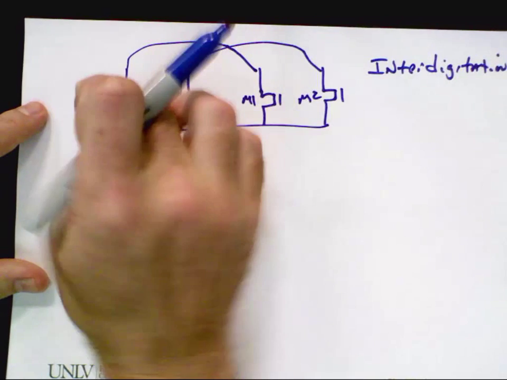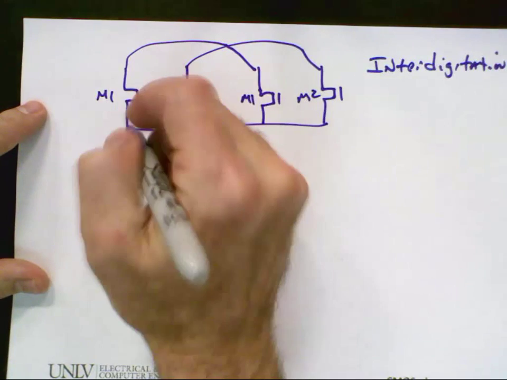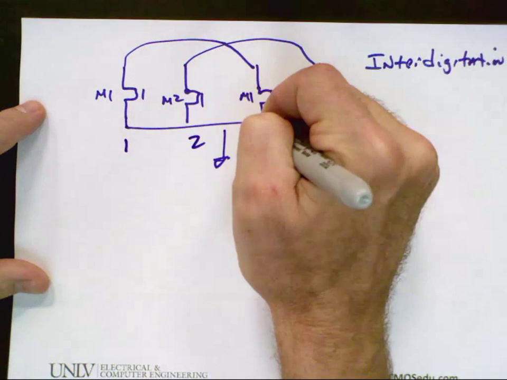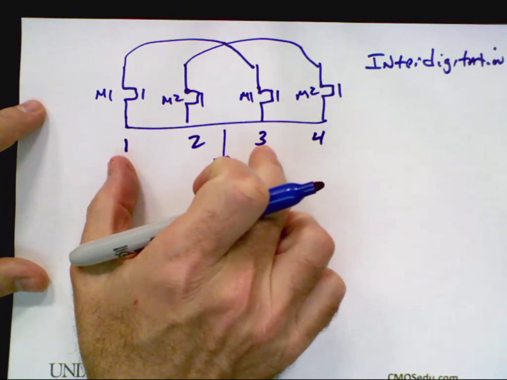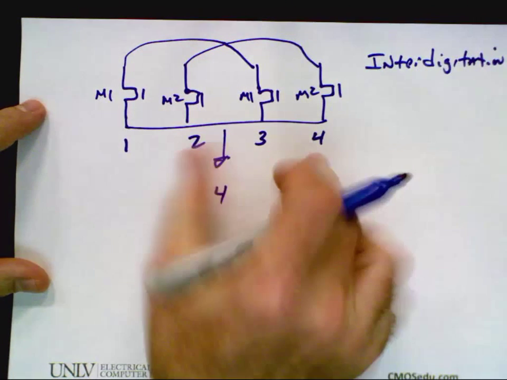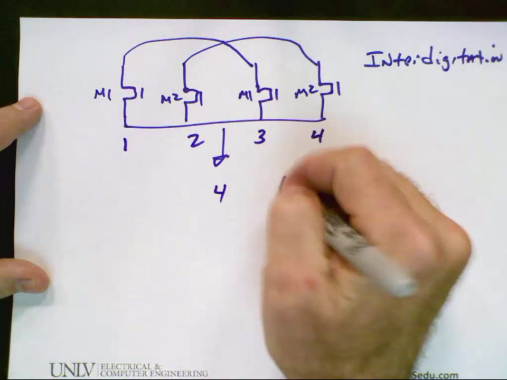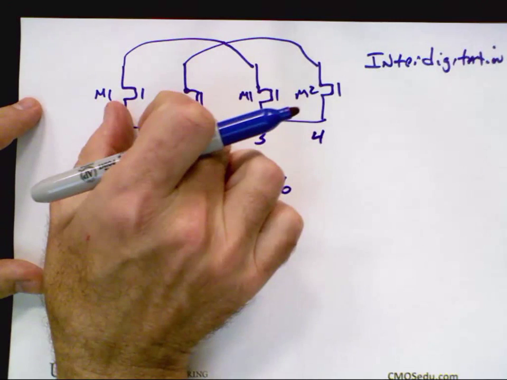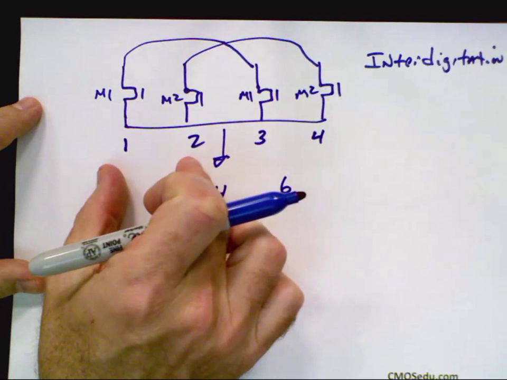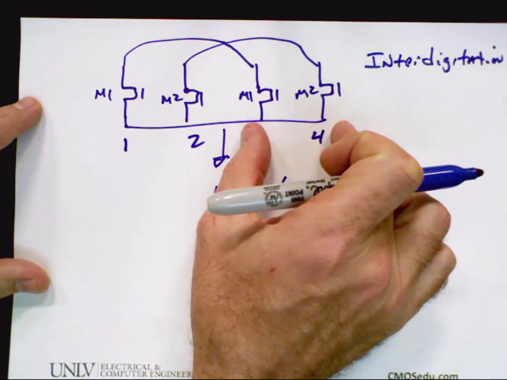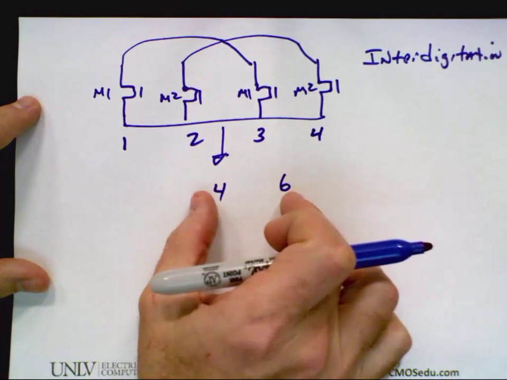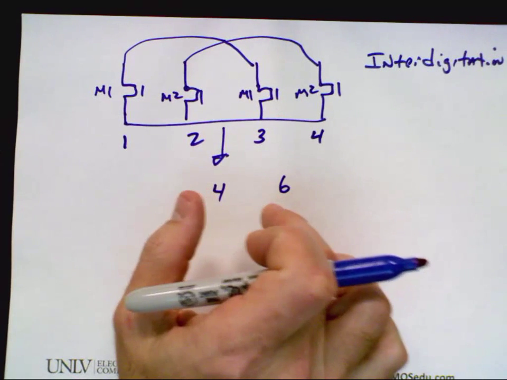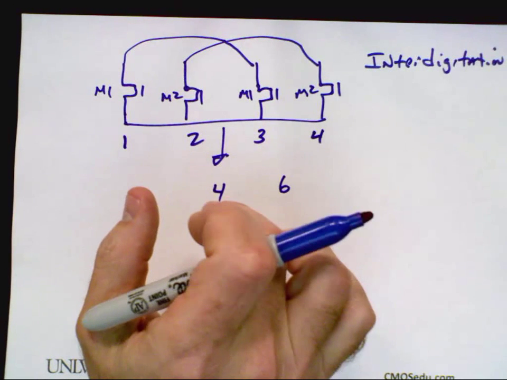So if I had a variation, let's say in threshold voltage or size, this would be 1, 2, 3, 4. These would add together and give me 4. These would add together and give me 6. It would be better than putting the M1s right here, which would add together and give me 3, and the M2s together would add and give me 7. So the 3 versus the 7, this is closer. Does everybody see?